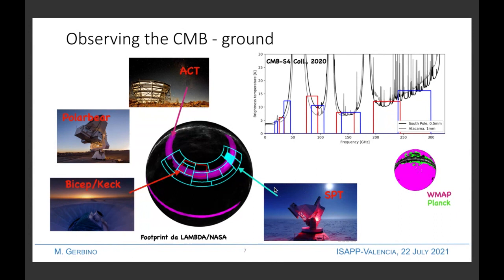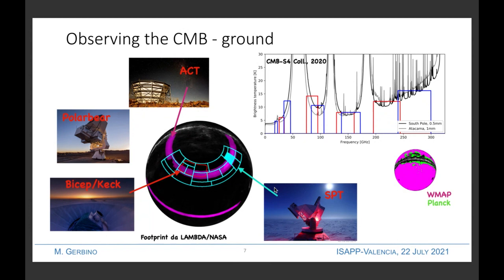There are, in fact, a number of different CMB experiments that have been built on Earth from ground-based facilities, and that observe the CMB sky at different angular scales.